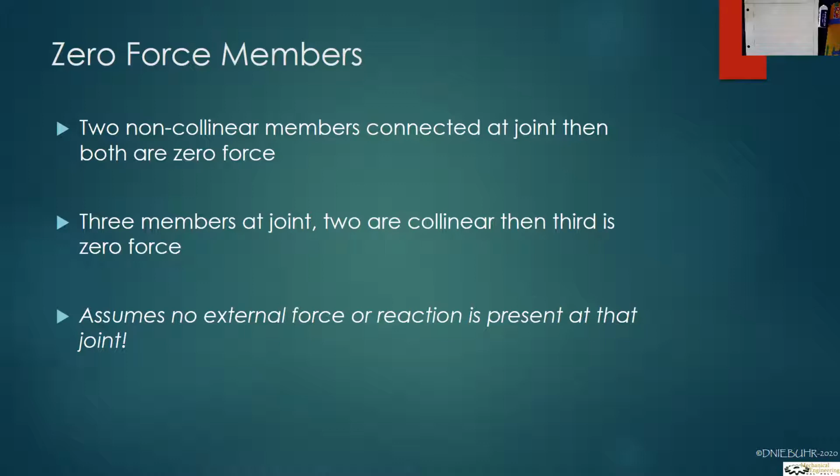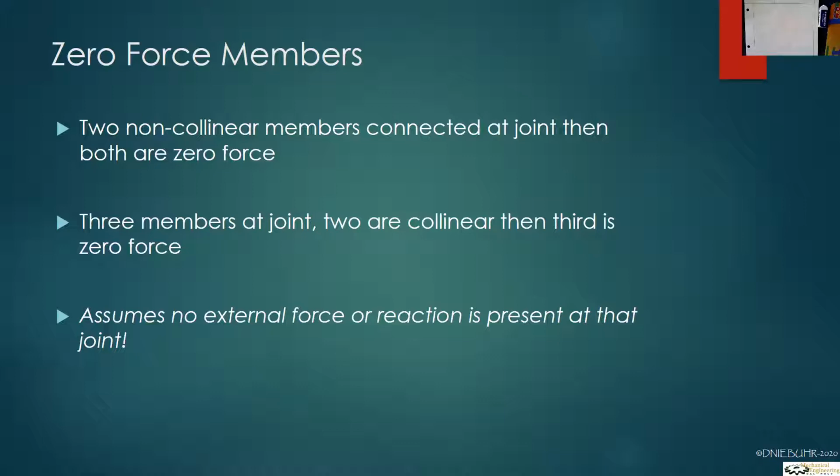The first one is if you have two non-collinear members, which is just a fancy way of saying not straight, two non-collinear members connected at a joint, then both are zero force. That comes from the idea that if you have two members meeting at a point, if they're not equal and opposite to one another, then they can't carry force, because we know that all of our members are two force members. The second point is if three members are at a joint and two are collinear, or straight, then the third is a zero force member.